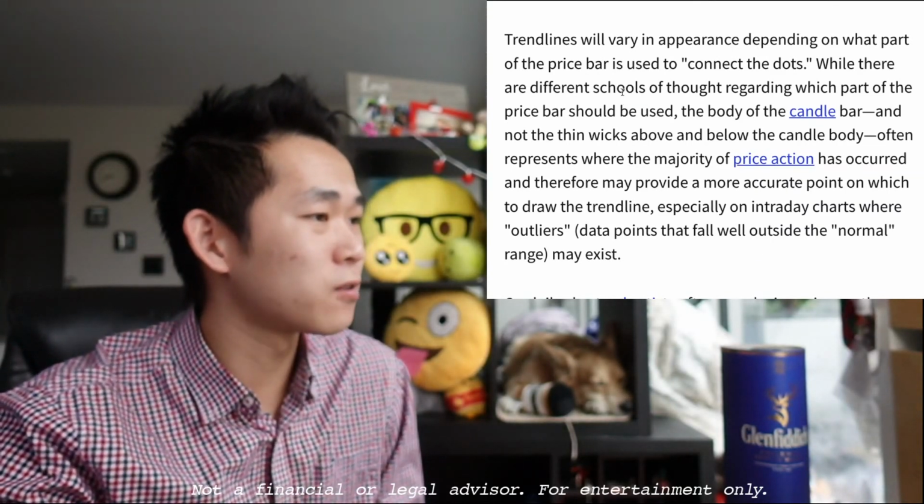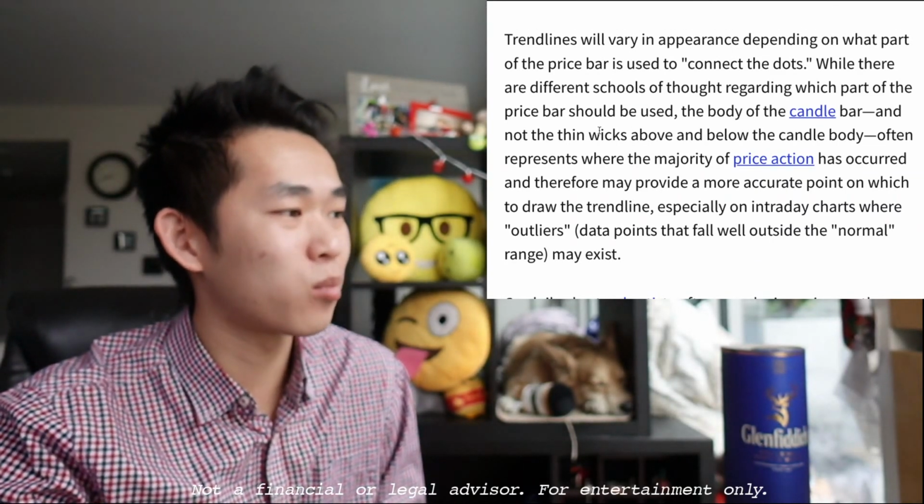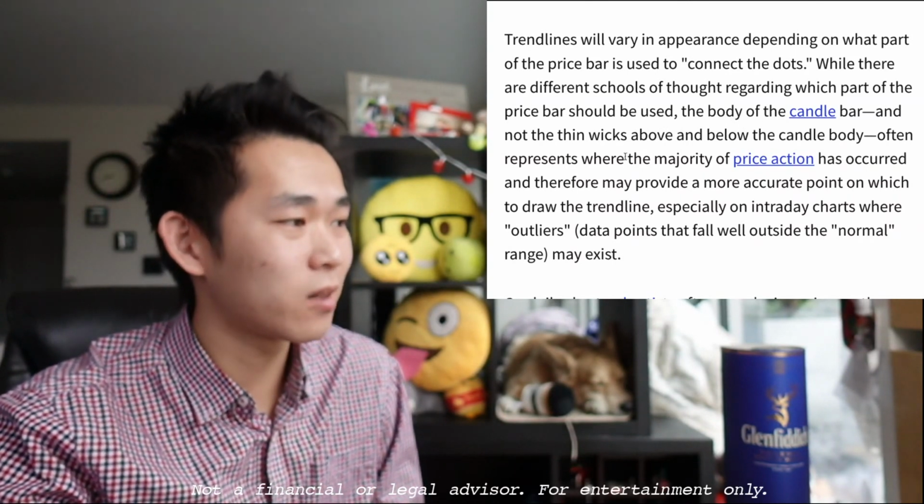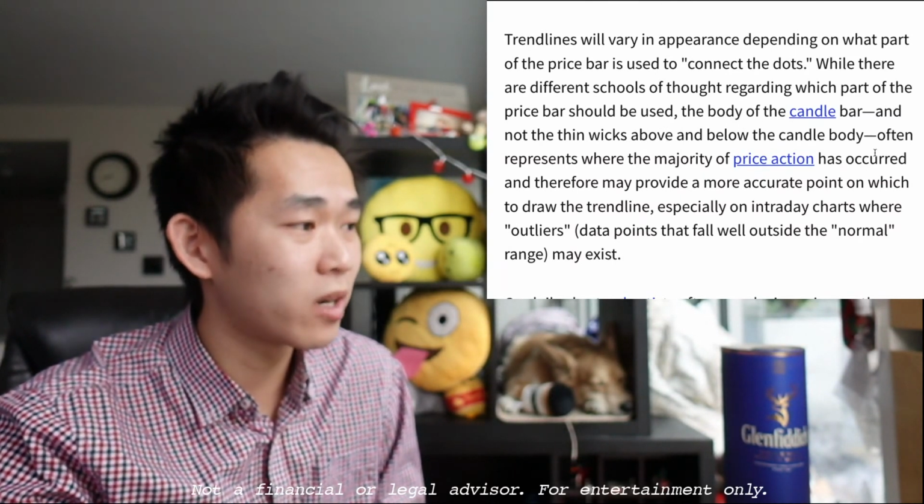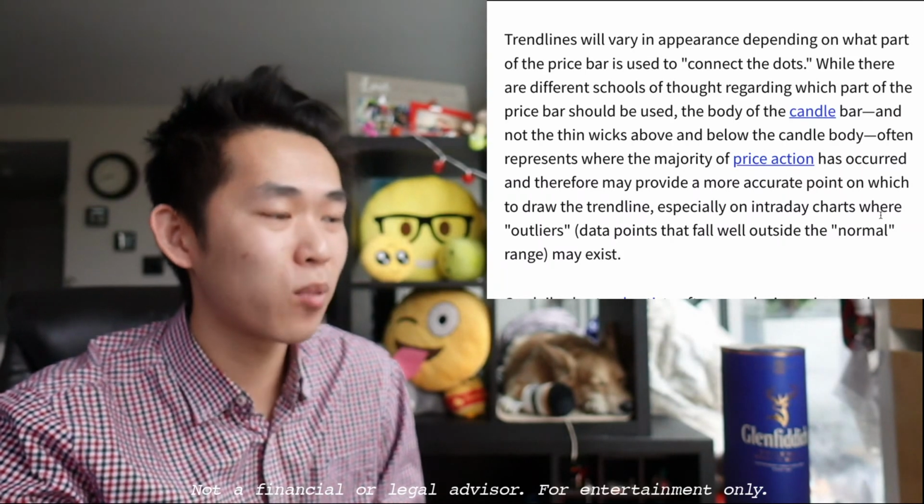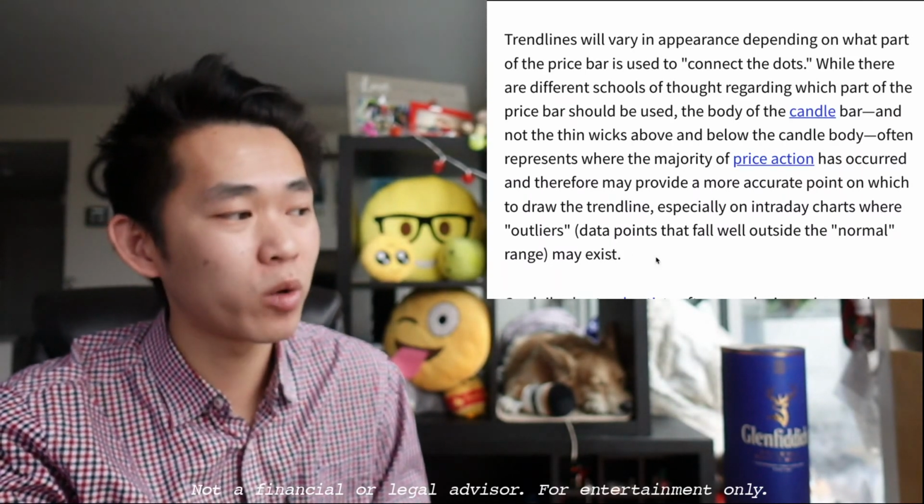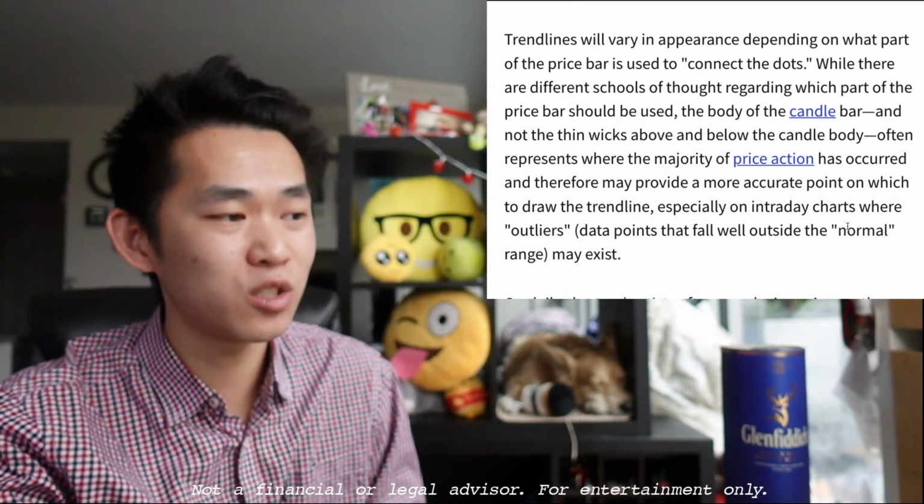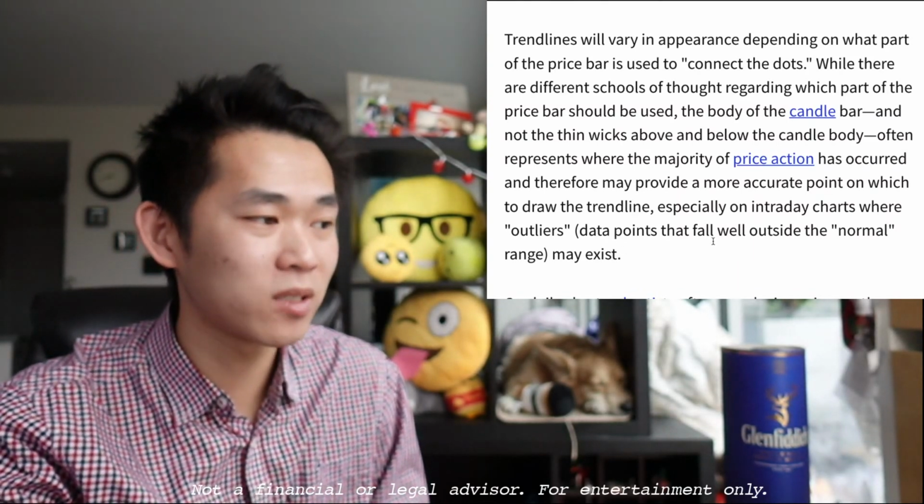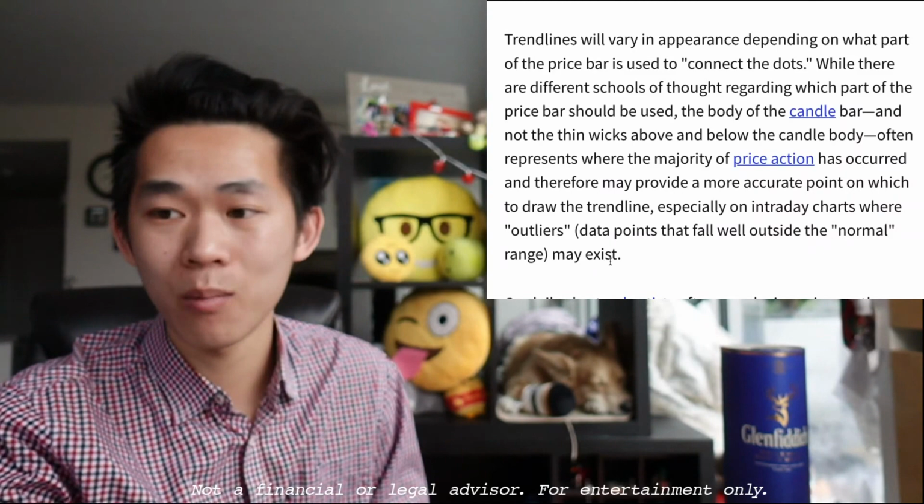While there are different schools of thought regarding which part of the price bar should be used, the body of the candle and not the wicks above or below the candle body often represent where the majority of price action has occurred and therefore may provide a more accurate point on which to draw the trend line, especially on intraday charts where outliers, data points that fall well outside the normal range, may exist.